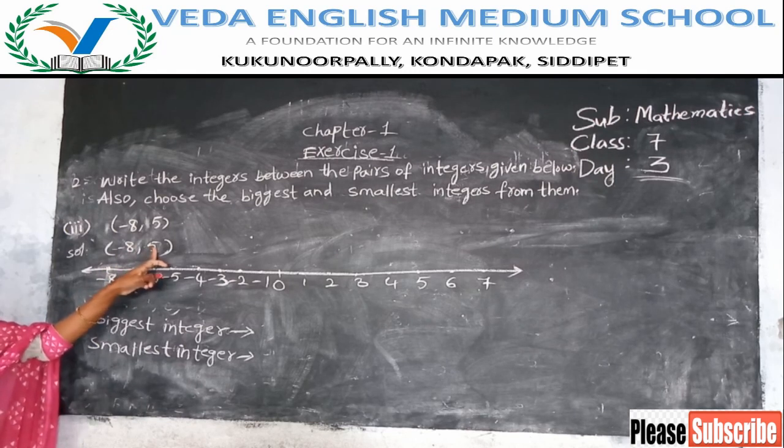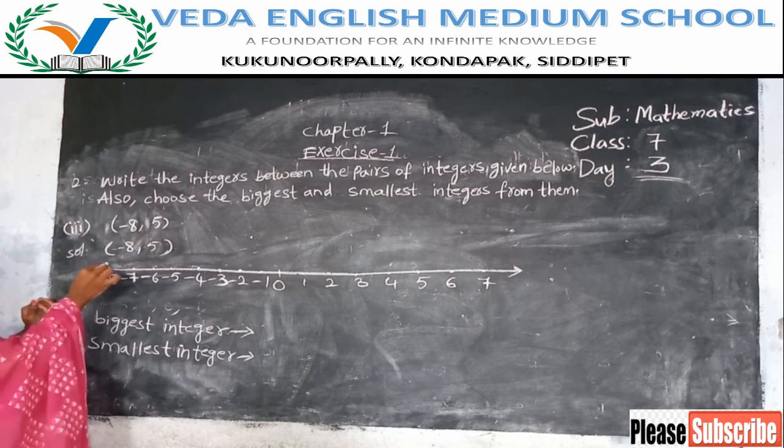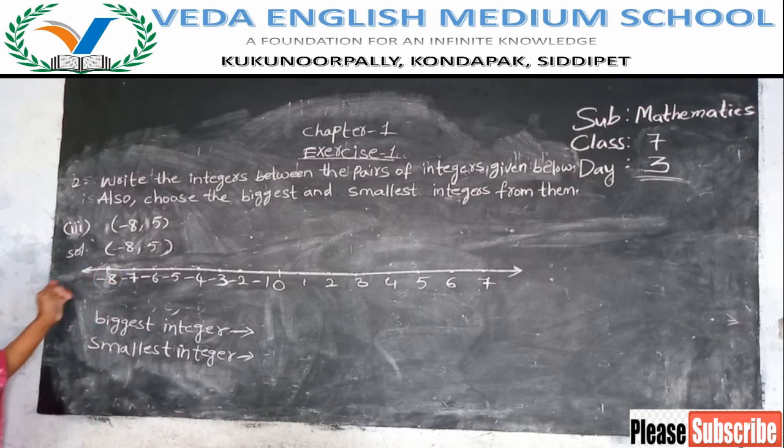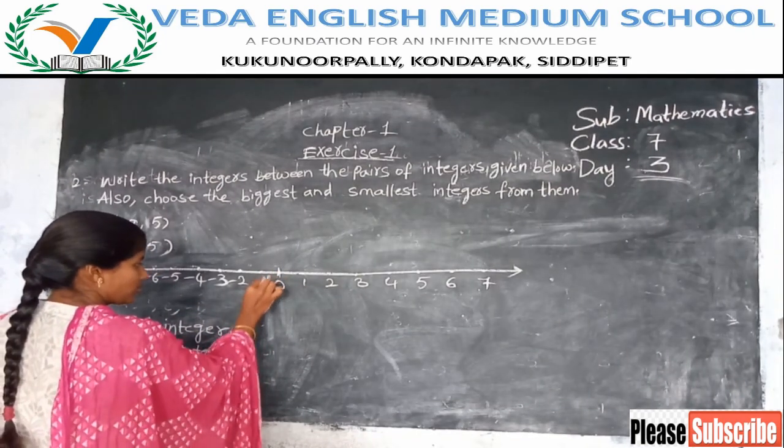How many integers lie between -8 and 5? Where is -8? Here we have -8. Where is 5? Not -5, but +5. That means right side. Here 0 is there.